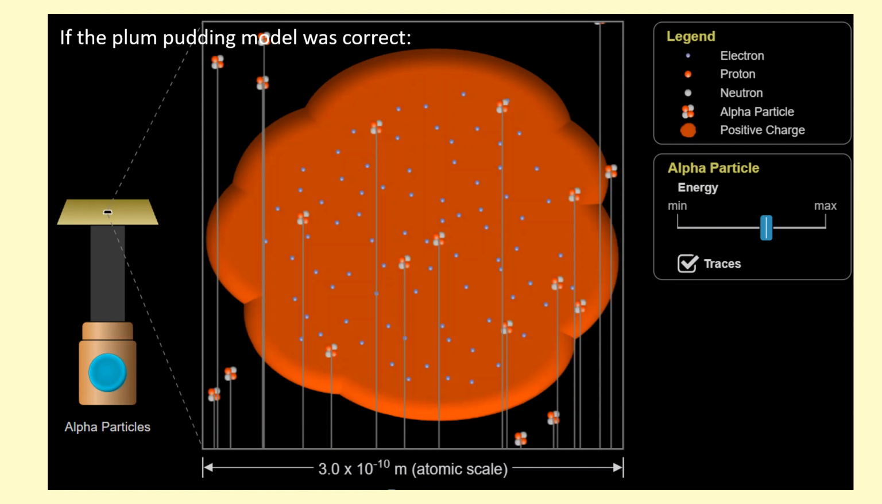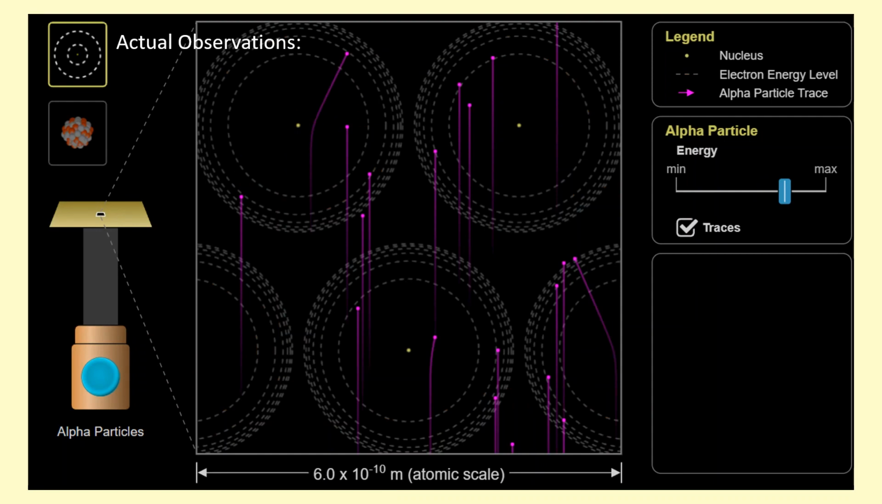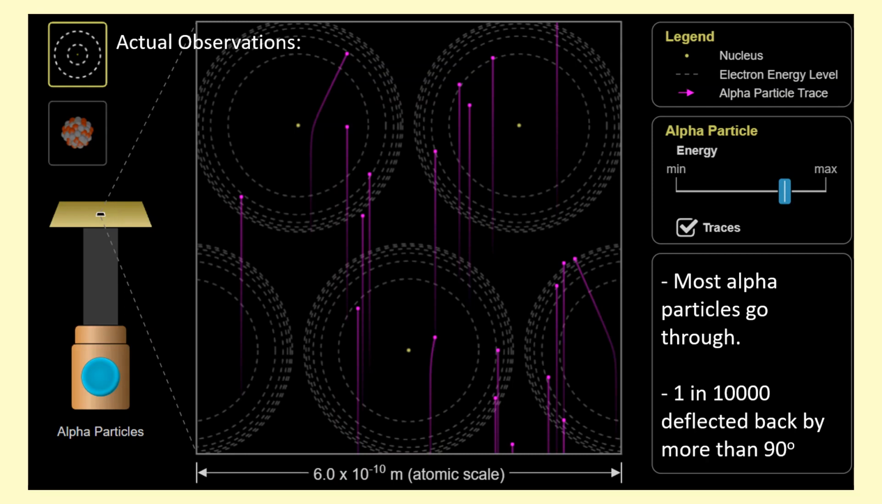So if the plum pudding model had been correct and we fired alpha particles at it, we expected most alpha particles to go straight through. But this wasn't what was actually observed. When we fired the alpha particles, what we noticed was that most alpha particles did go straight through. However, 1 in 10,000 were deflected back by more than 90 degrees.